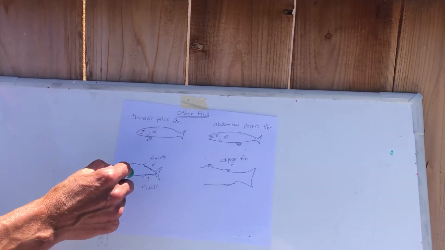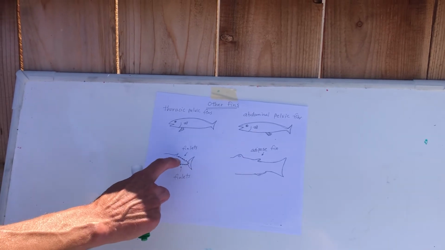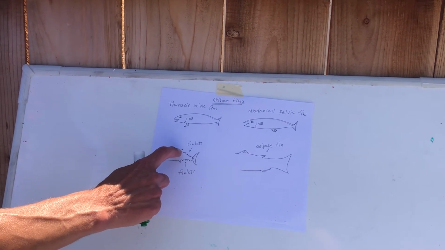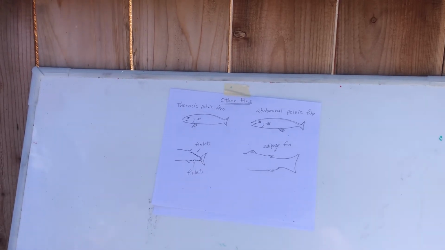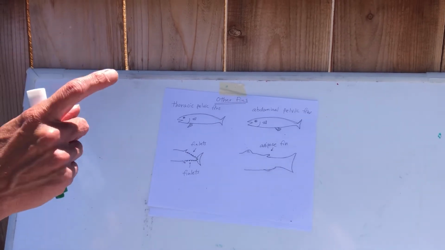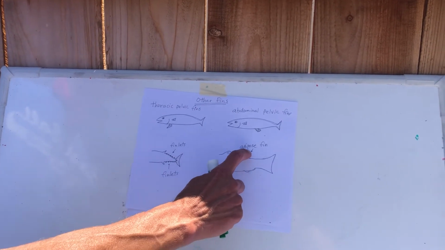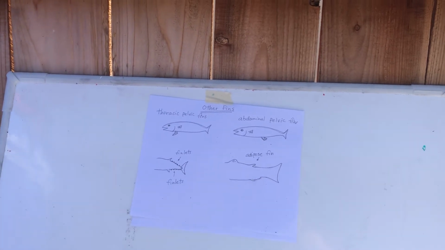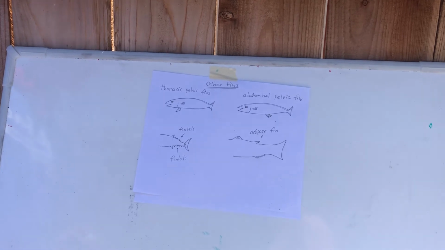And then there are 2 other things I want you to know about. One is finlets, which are these little tiny fins that are found between the dorsal fin and the tail and the anal fin and the tail. Little tiny fins, finlets. And then one other fin that some fish have, usually trout and salmon, and some other types have it. It's called an adipose fin. It's sort of a round fin behind the dorsal fin, and it's kind of fatty. That's what adipose actually means, fatty.